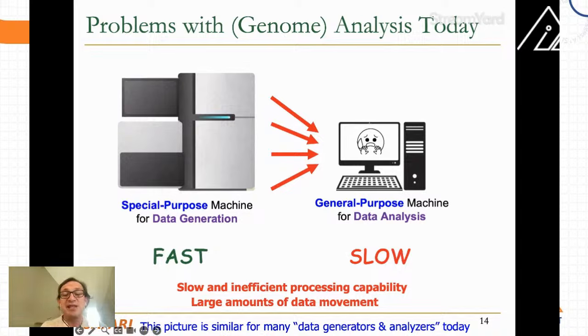And this picture is actually similar for many data generators and analyzers today. You can replace this genome sequencing machine with another nanopore sequencer, for example, or an array of nanopore sequencers, or you can replace it with video, an array of video devices, for example, video cameras all over the world. You can replace it with clicks on the web. You can basically pick any of the interesting applications, and they're all data intensive in the end. And we all have this problem in all of those applications.